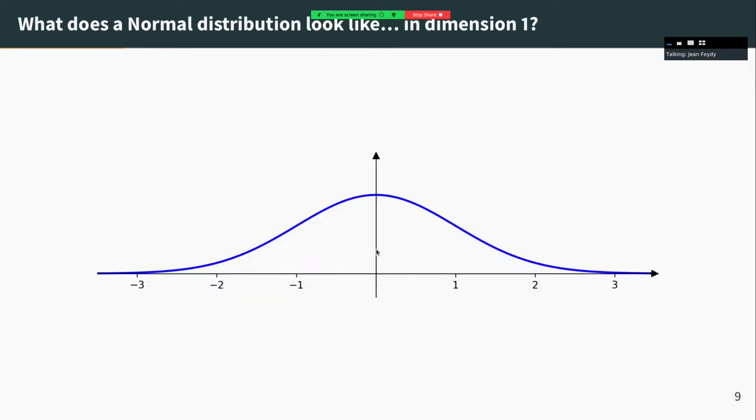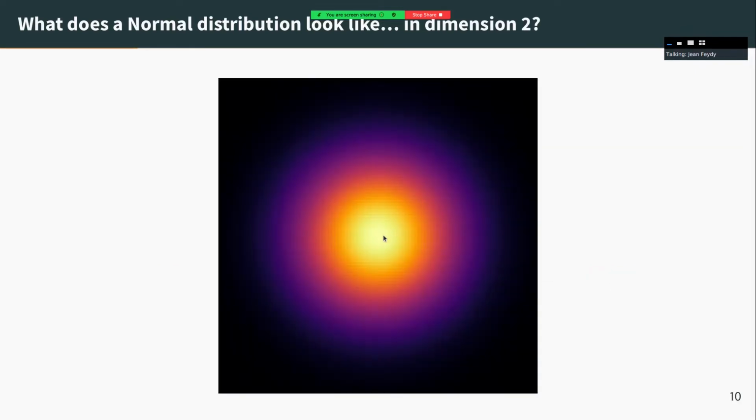Like in dimension 1, if you take a length, you have as much area here as you have here. But in dimension 2, this circle is much smaller than this circle, and you can intuitively understand that this is going to be much worse in dimension 3. So what happens in dimension 3, 4, 5?